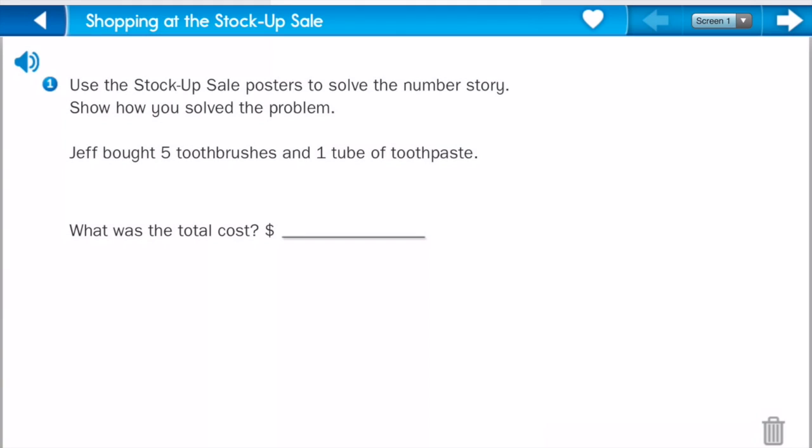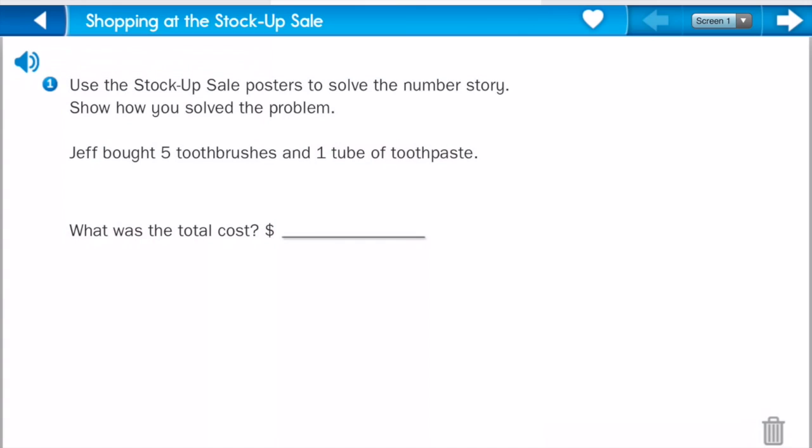We're going to be doing Lesson 712, Decimal Number Stories. Shopping at the stock-up sale. 1. Use the stock-up sale posters to solve the number story. Show how you solve the problem. Jeff bought 5 toothbrushes and 1 tube of toothpaste. What was the total cost? Blank dollars.